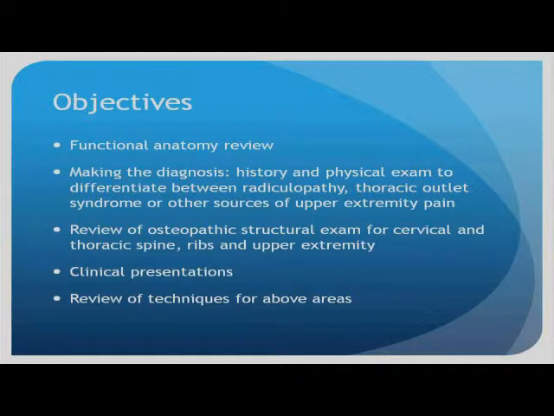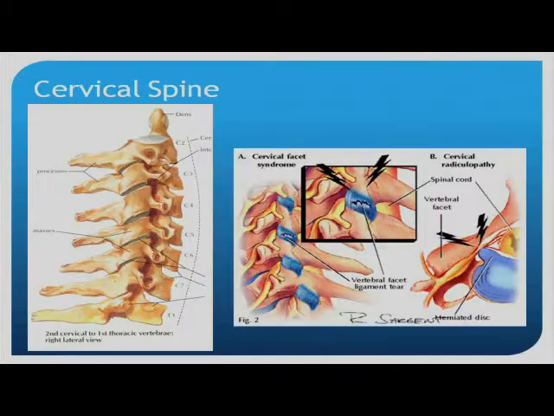We'll look at some physical exam skills that will help us differentiate between radiculopathy, thoracic outlet syndrome, and some of the other sources of upper extremity pain. We will look at the structural exam for these same regions and talk about the ways some of these patients present clinically, and then review some techniques that I have found useful in patients with this kind of a problem.